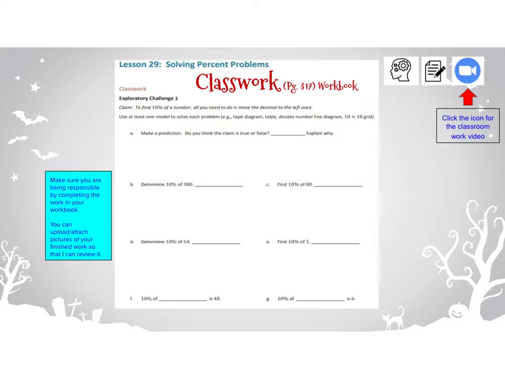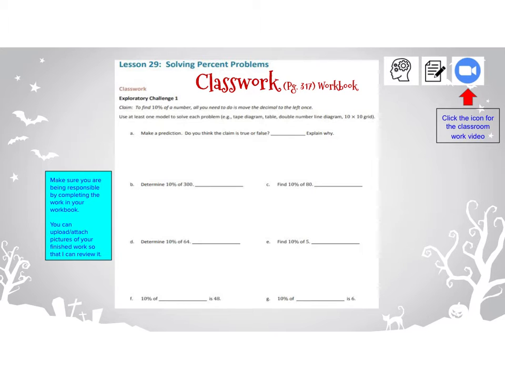Okay, guys and gals, we are on lesson 29. This is the last lesson in this module before we get to the end of module assessment. I cannot believe we're here, but we are. So this is on page 317 in your math workbook, and we're looking at the classwork.